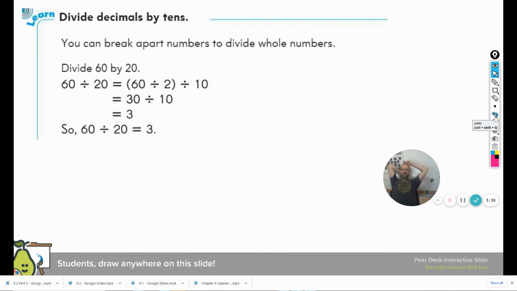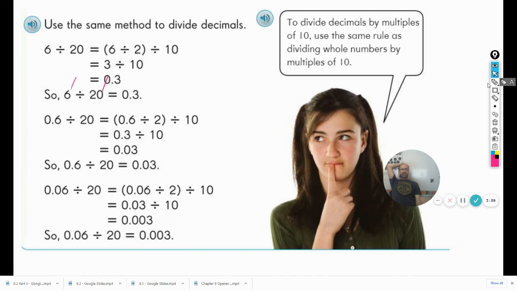You can break numbers apart to divide the whole numbers. Dividing 60 by 20, you can do 60 divided by 2 divided by 10. Sure. Also remember, if you're dividing and you have a 0 here and a 0 here, you can cross them off in pairs, one from each number, and then just do 6 divided by 2. Trust me, it works. Because you're doing 60 divided by 10 divided by 2 divided by 10, and you still get 3. It's pretty brilliant, actually.